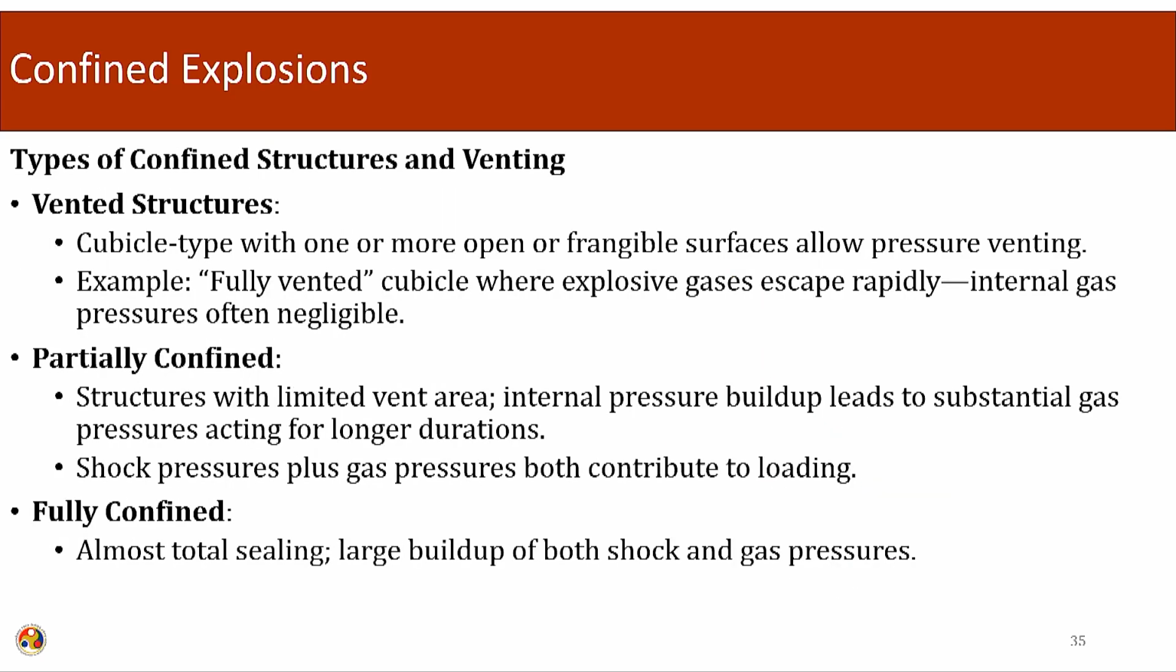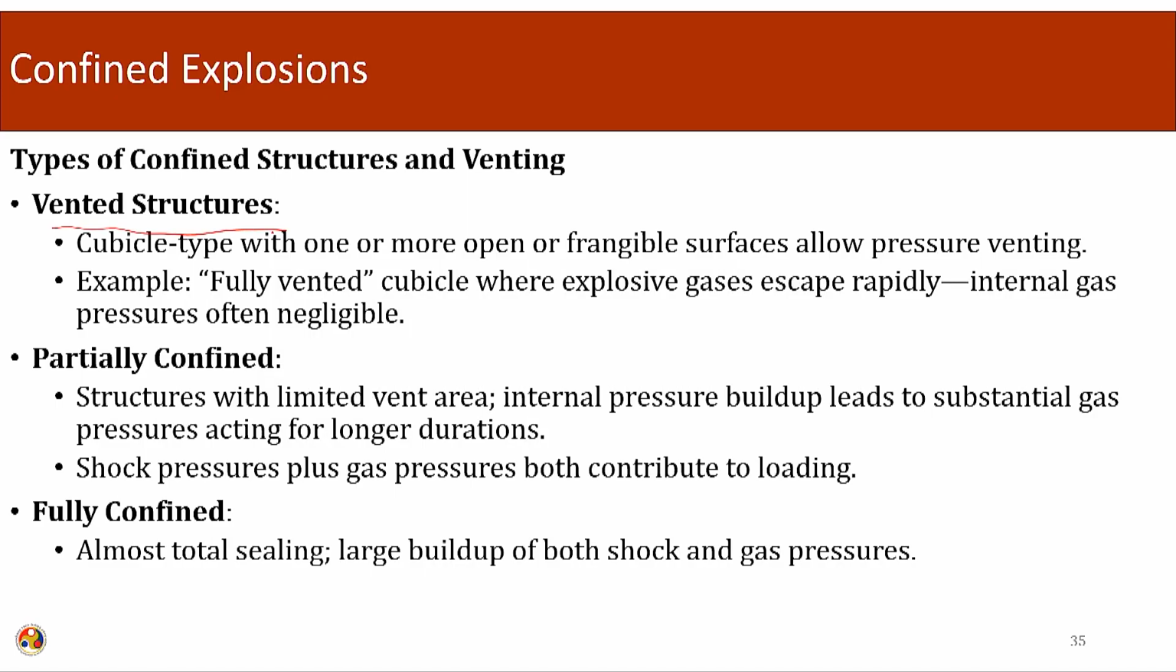Moving ahead: types of confined structures and venting. Depending upon the venting and the confinement given, the structures are categorized into different categories. First come the vented structures. The vented structures are cubical structures with one or more open or frangible surfaces allowing pressure to vent. There can be multiple surfaces, or at least one surface that allows the venting of the pressure. For example, a fully vented cubicle is where explosive gases escape rapidly and the internal gas pressure is often negligible.